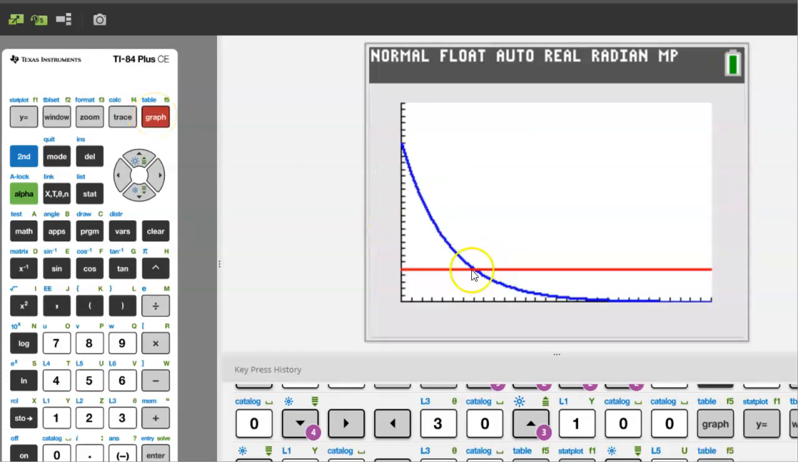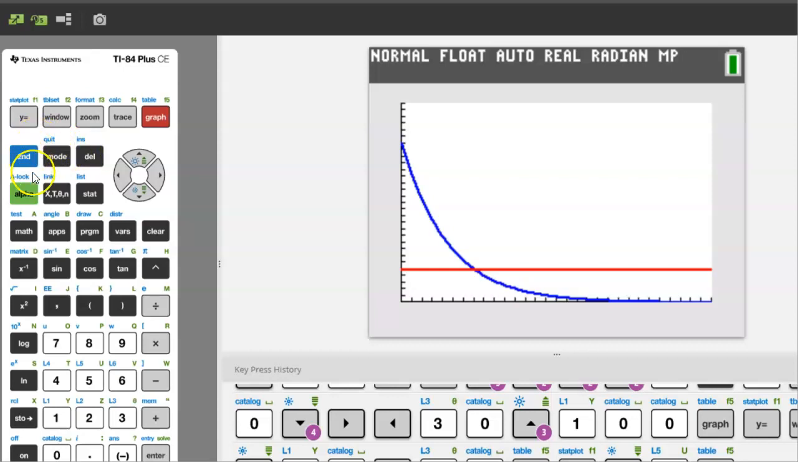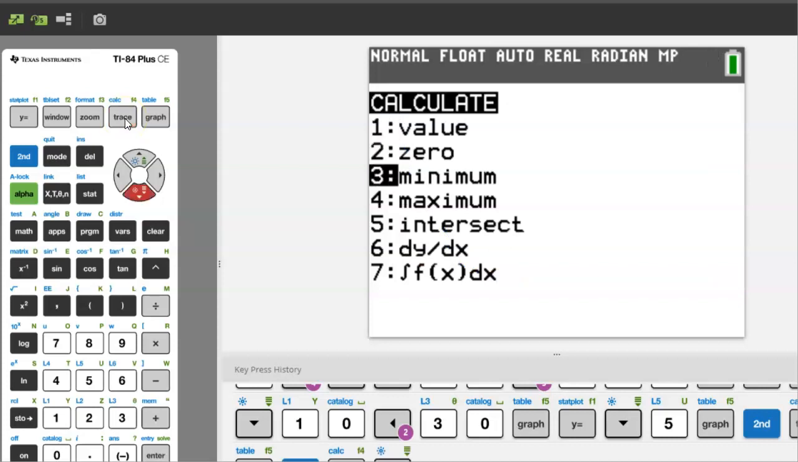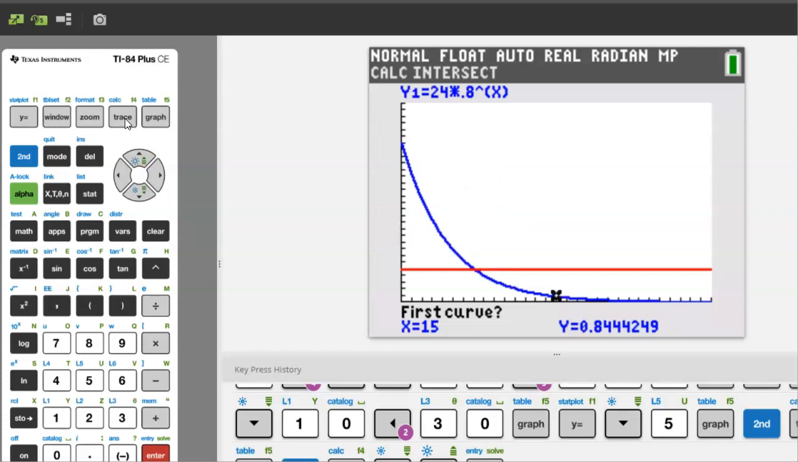So now we see that this point here is when y is 5. Now I want to figure out what is the exact value for x. So x, remember, is in terms of time. And so we can do this. If we have a hard time seeing what that point is, we can do second and then trace. If we do second, then trace, one of the options is to find where two lines intersect at. And again, remember, we did this a while back. So it's not going to give us the exact value. It's going to give us this cursor.